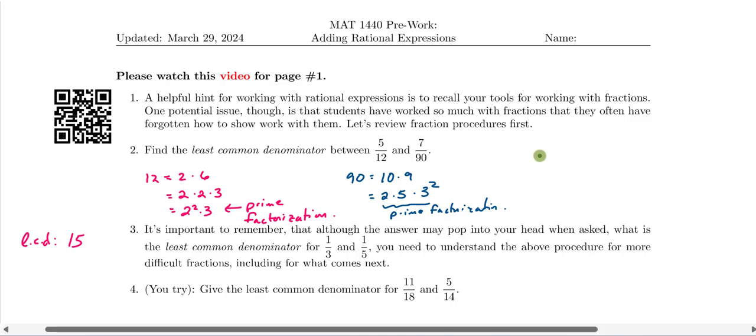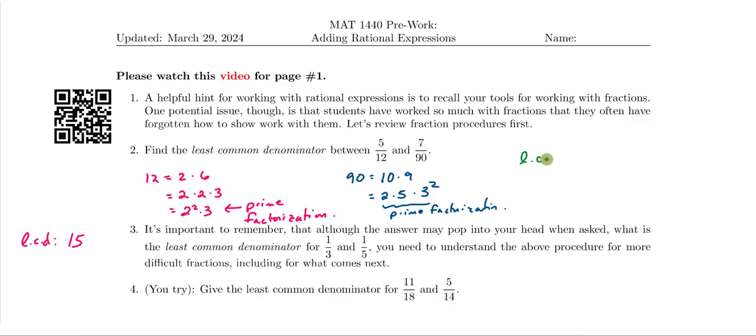So now that I've got the prime factorization of each of these two numbers, we can go find the least common denominator. So for my least common denominator, I'm going to start off by just taking one of the two prime factorizations and copying it. So for my common denominator, I'm going to need at least a 2 squared factor, and I'm going to need at least a 3 factor. Another way to say that is any least common denominator is going to need at least all of the factors of one of the two fractions.